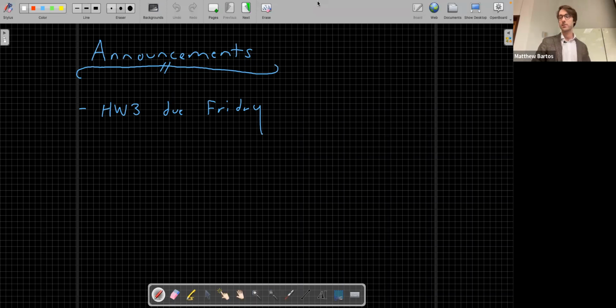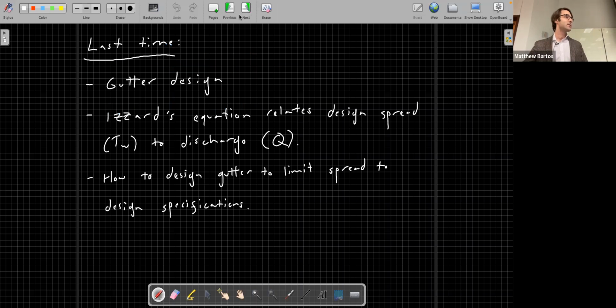Great. So let's do a quick recap of what we talked about last time. Last time we started our module of the course focused on design of urban drainage infrastructure. And we started off with some of the stormwater fixtures that you will be most commonly working with as a stormwater engineer. So this is street and highway drainage. And we started our discussion of design of gutters.